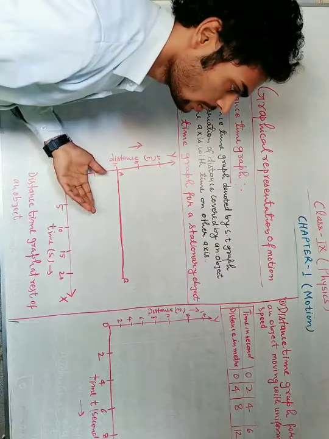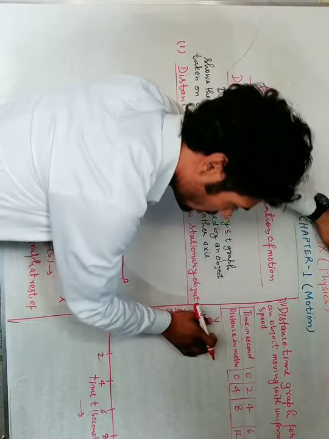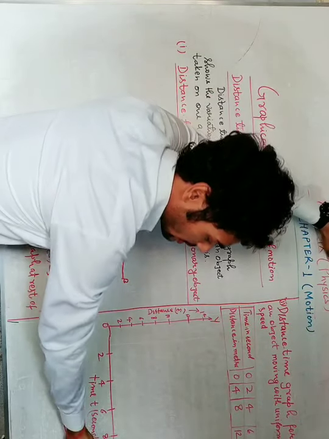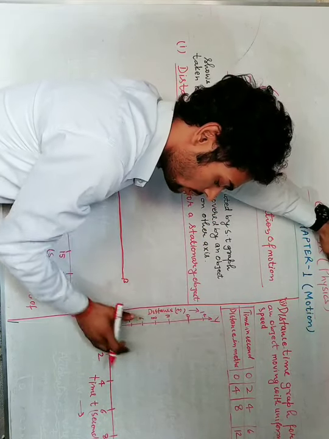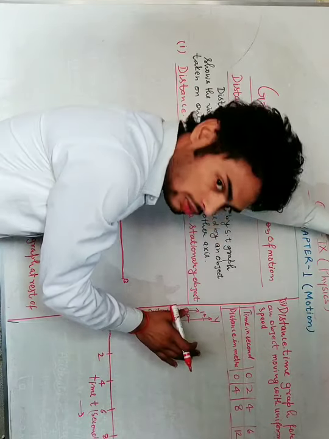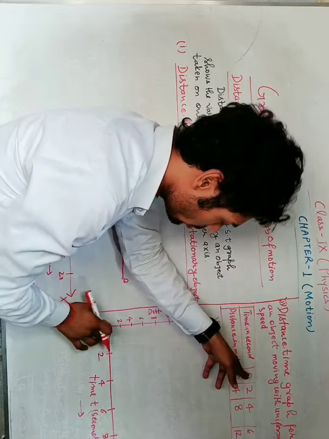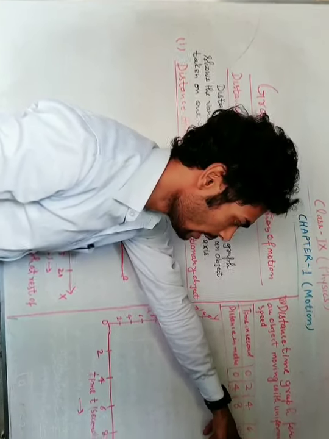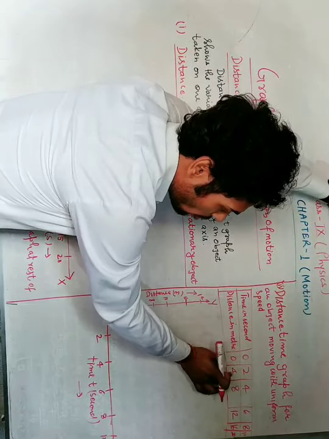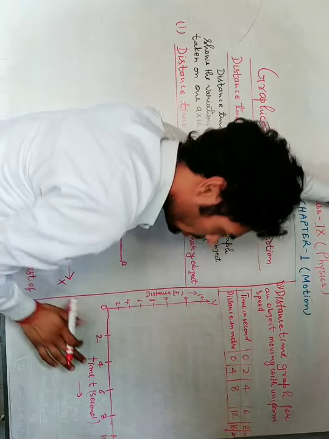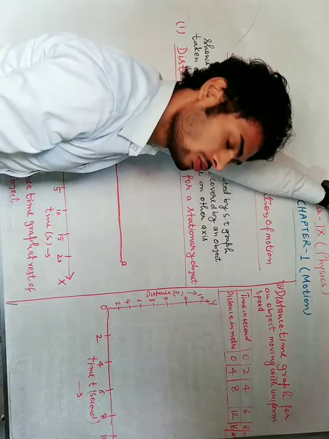Okay, and next, the distance time graph of an object moving with uniform speed. Here a table is given, with time represented on the x-axis and distance in meter on the y-axis, and we have to draw the graph with the help of this table. In this table, time is 0, 2, 4, 6, 8 and 10 seconds, and distance is 0, 4, 8, 12, 16 and 20. We have to draw the distance time graph of an object moving with uniform speed.